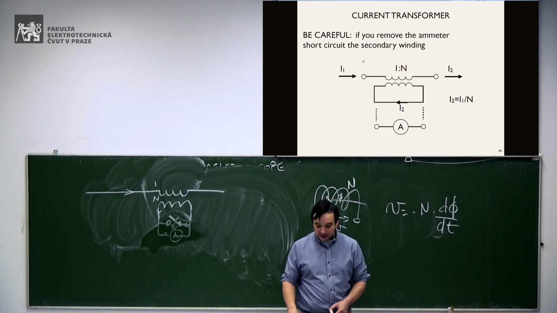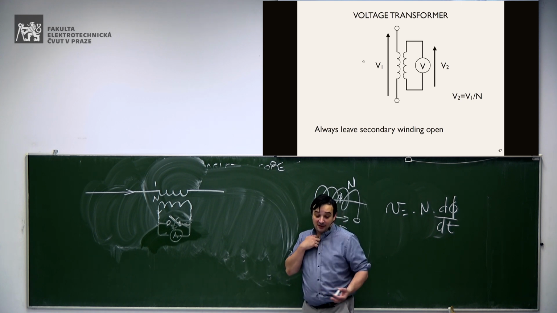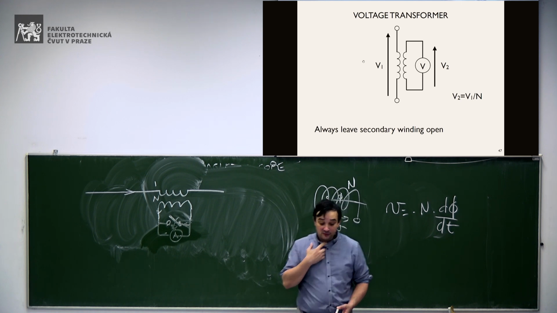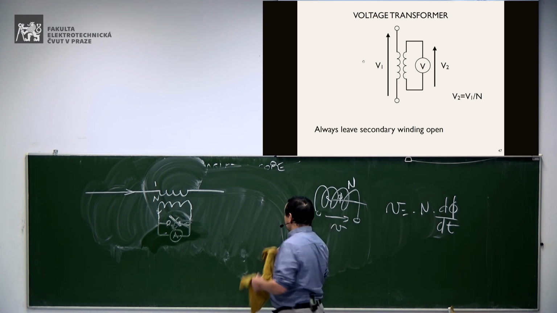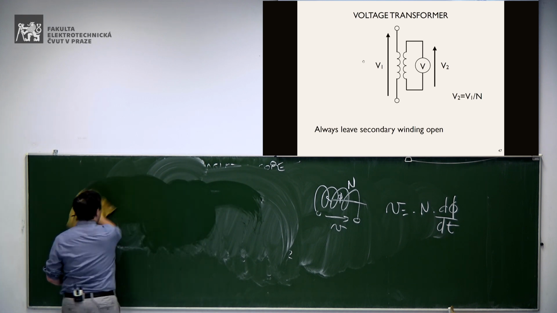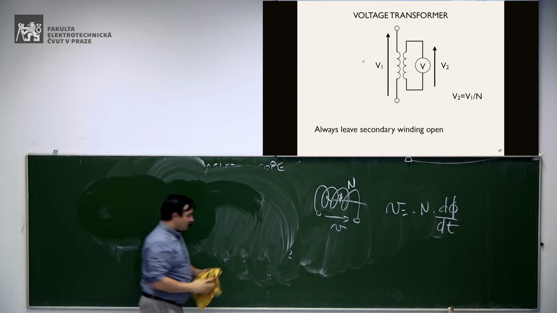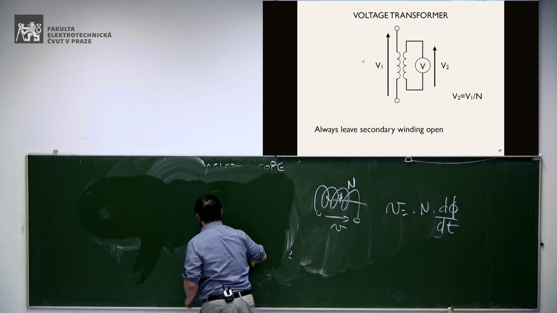And here is the explanation, okay? About the voltage transformer, that's the opposite. So instead of removing, by the way, there is an important thing. In the laboratory, it's quite interesting because most of the students get confused in this case, okay?